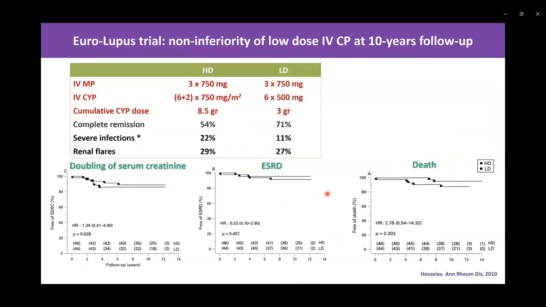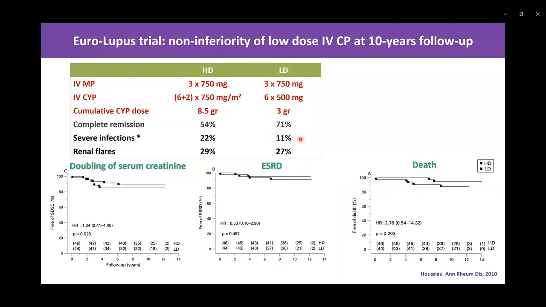The Eurolupus trial then subsequently showed that the risk of death, end-stage renal disease, or doubling of serum creatinine was similar with low-dose cyclophosphamide when compared to the high-dose cyclophosphamide. And here the low-dose cyclophosphamide was defined as 500 milligrams given every 2 weeks for 6 doses.